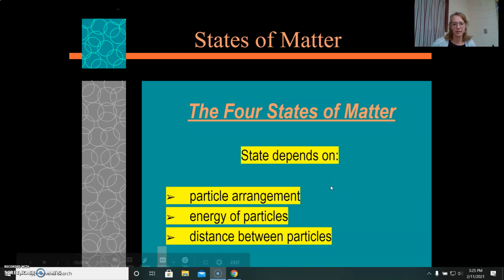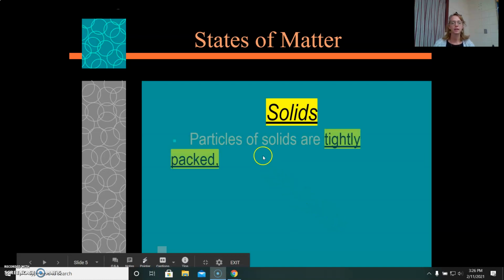So what determines the state of matter? It's basically what's going on with those atoms or molecules that make it up. How are they arranged? How much energy do they have? And how much space is in between? Let's look at each of them.